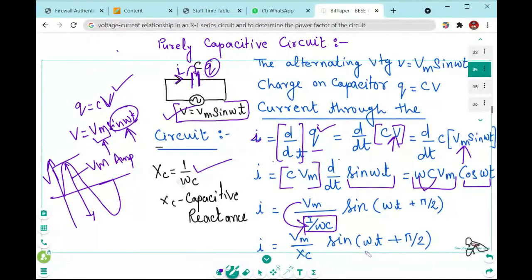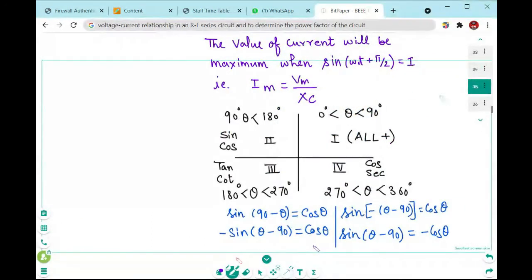So you know very well, this Xc is equal to 1 upon omega C. Okay, so this is the capacitive reactance, and you will put this value right here, and we will get the equation as sine of omega t plus pi by 2. Okay, so this is the equation which we can represent right here: I is equal to Vm upon Xc into sine of omega t plus pi by 2. Clear, everyone? Quickly give your response.